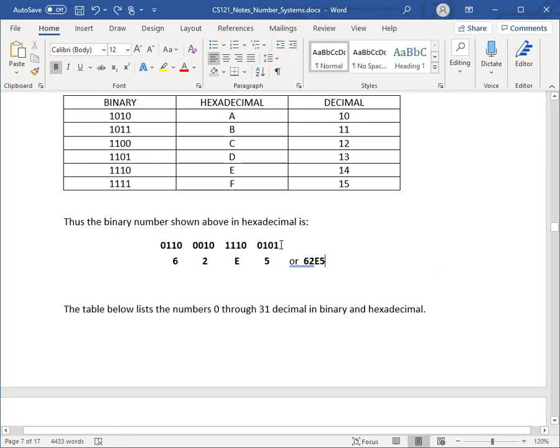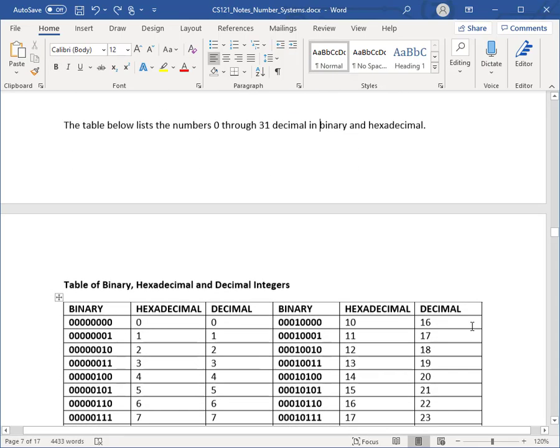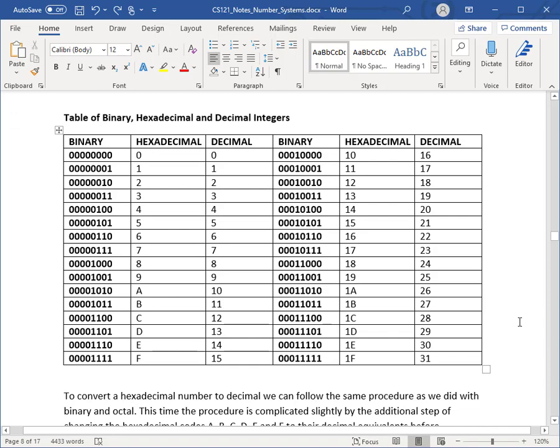But now we have these 16 bits, and we can represent them with 4 symbols, 6, 2, E, 5. That is a hexadecimal number that represents this bit string. What does that mean in decimal? Well, here is a table I've included.